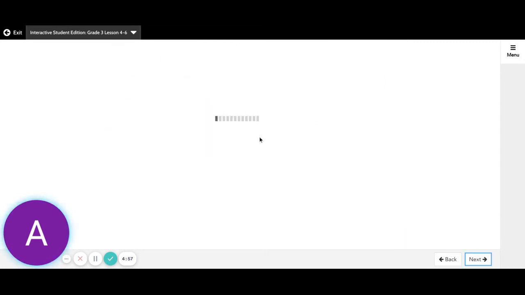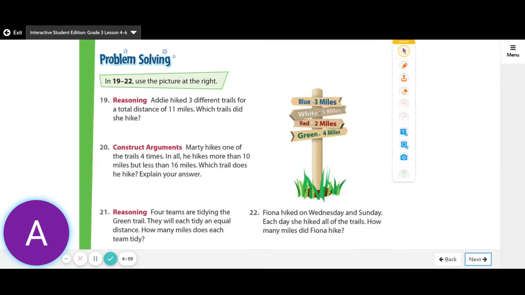We're going to work on one more page together before you have time to work by yourself. Let's look at number 19, and it's important for number 19 through 22 that we are looking at the information on this sign as well. So number 19, Addie hiked 3 different trails for a total distance of 11 miles. Which trails did she hike?